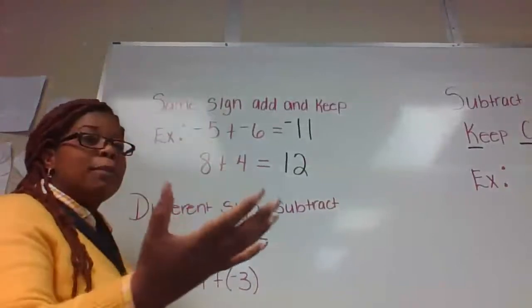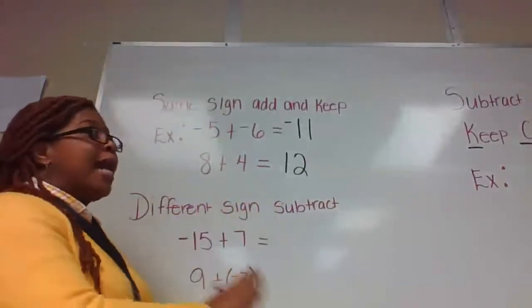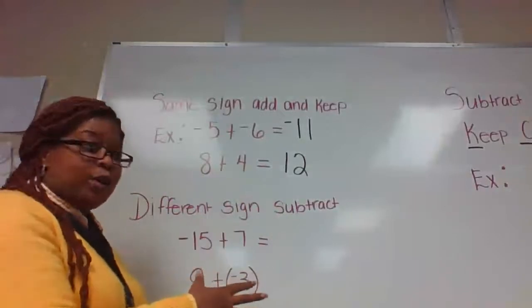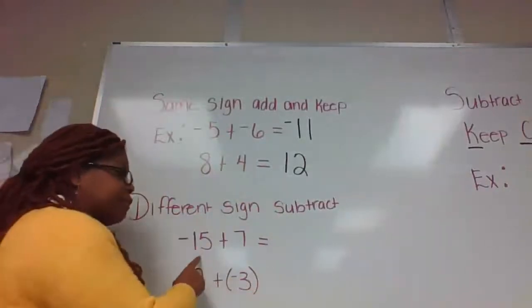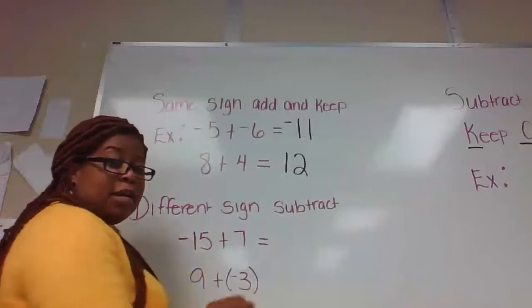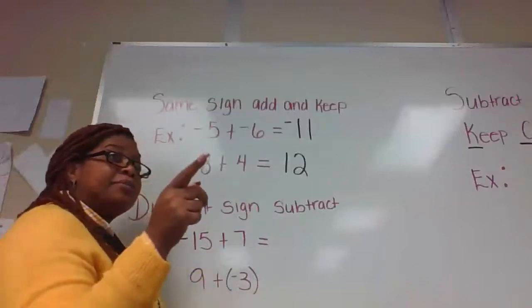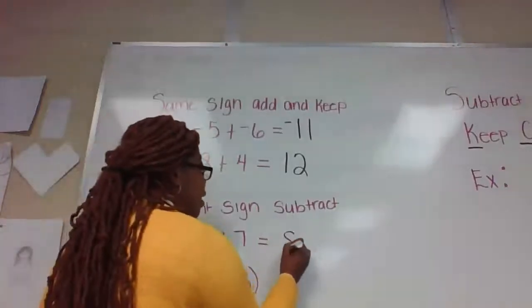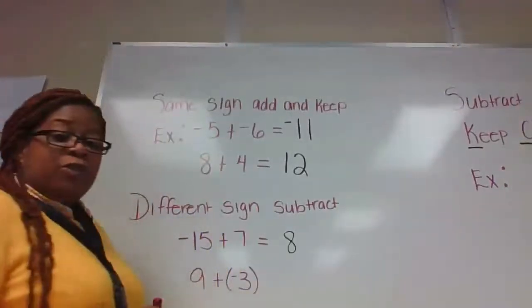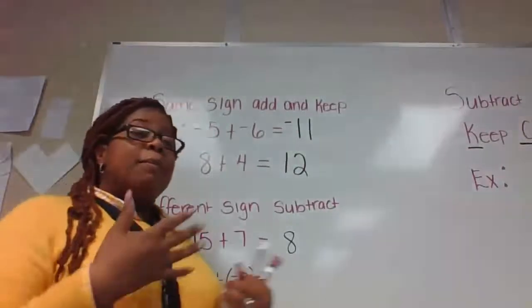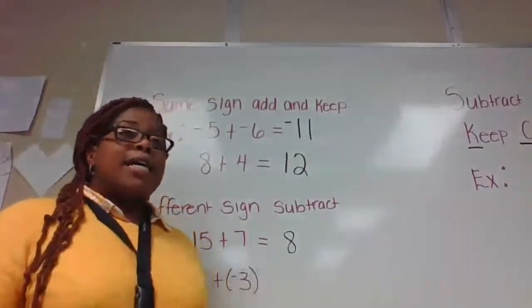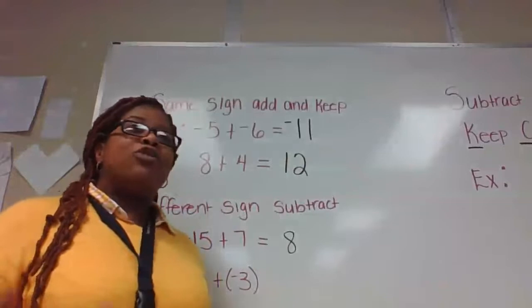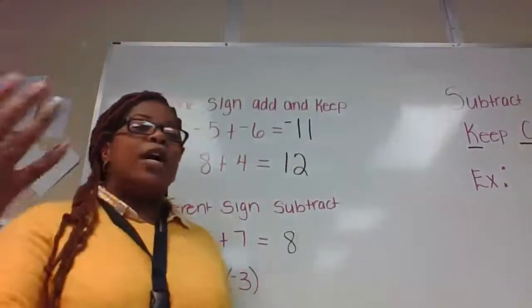And I'll show you on the number line later, but for right now, we are learning it this way, okay? So 15 minus 7 equals what? 8. Yes, it equals 8. Now, we figured out that part. We've done the math. The second part of that is we have to now figure out if the answer is going to be positive or negative.